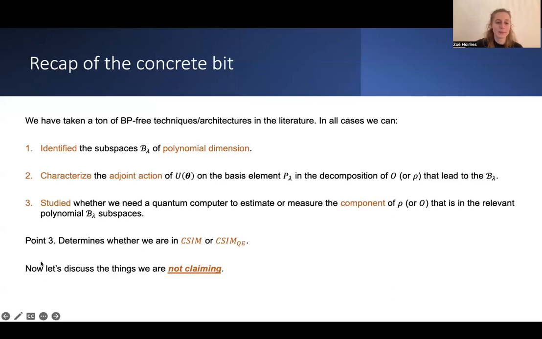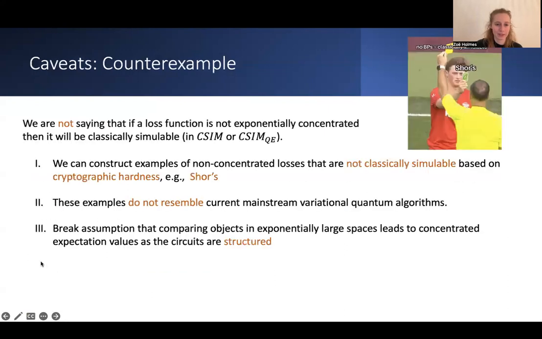Okay, so now let me discuss things we are not claiming. First things first, we are not saying that if the loss function is not exponentially concentrated, then it will be classically simulable. I've done a case-by-case argument showing that all of the commonly encountered provably barren-plateau-free cases explored in the variational quantum algorithm literature do fall within our framework of living in polynomial subspaces, and so being either classically simulable or classically simulable with quantum data.